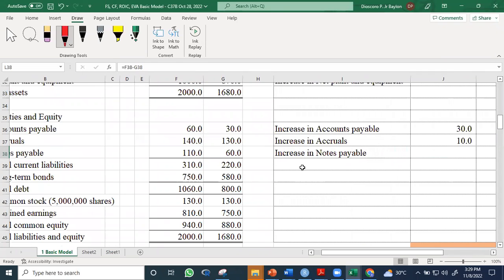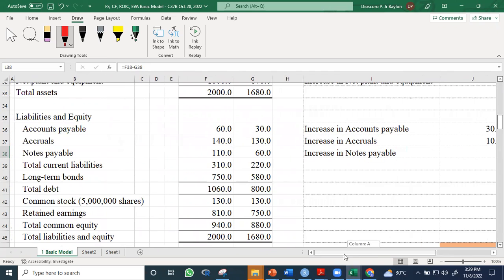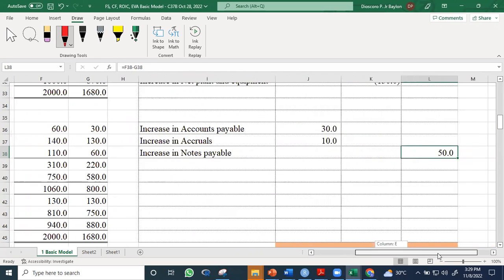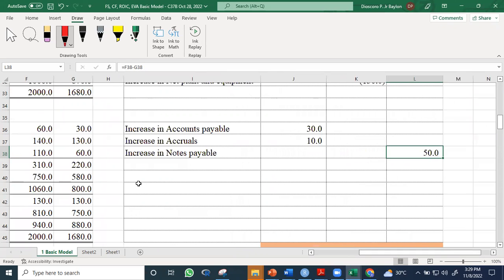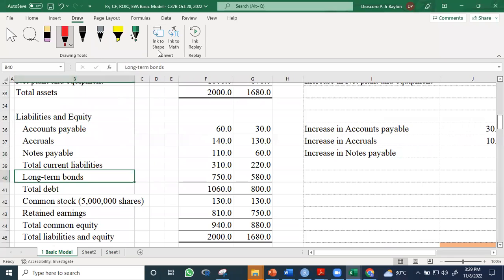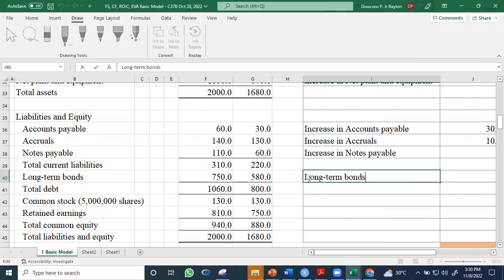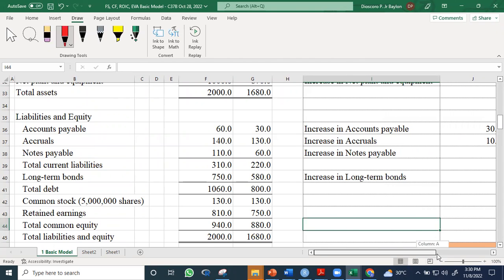All right, next. Long-term bonds, ganun din. Si long-term bonds, utang din to. So this will fall under financing. And there was an increase. So, copyin ko lang ito. Long-term bonds, I'll copy this. Control C. Put it here, Control V. And then F2, increase. Increase in long-term bonds. Okay, so nag-increase in long-term bonds.